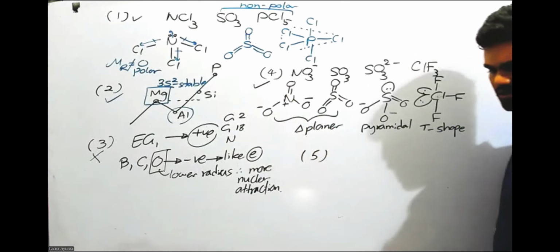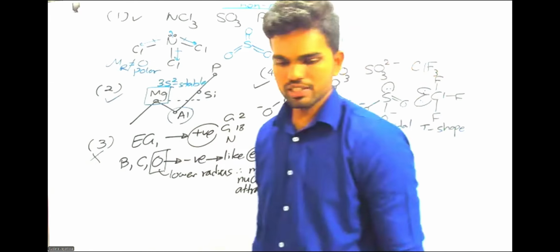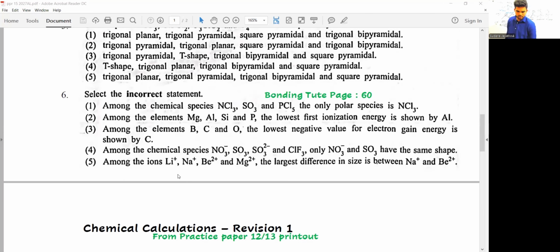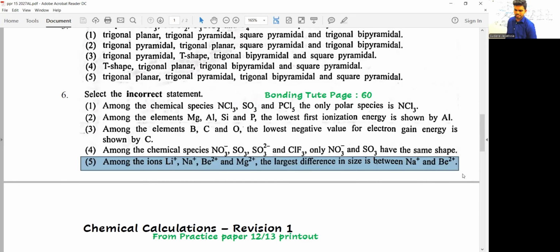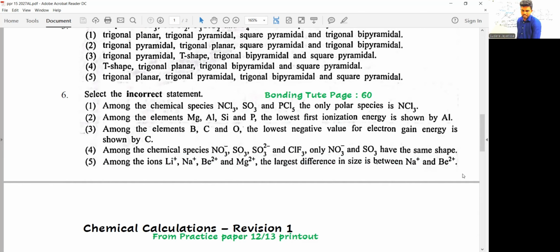Look at the last one. Good question, you can see. Among the ions lithium, sodium, beryllium and magnesium, largest difference in size. This was given in 2022 or 21 A level also. A very similar statement. So it's very important to do past papers repeatedly, okay? Largest difference in the size is between sodium plus and beryllium 2 plus.